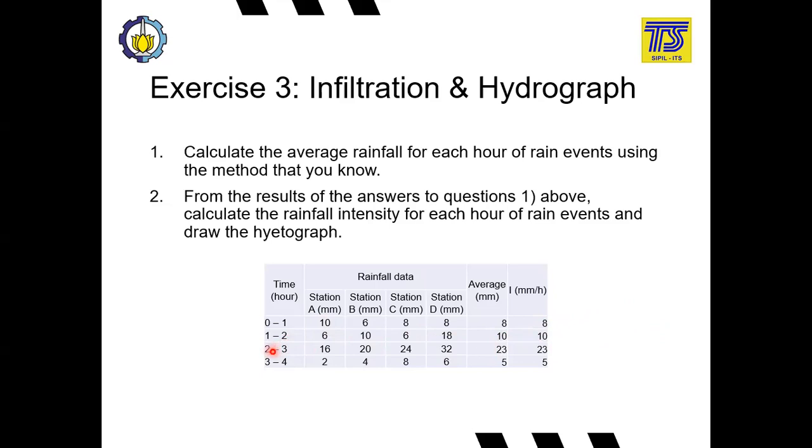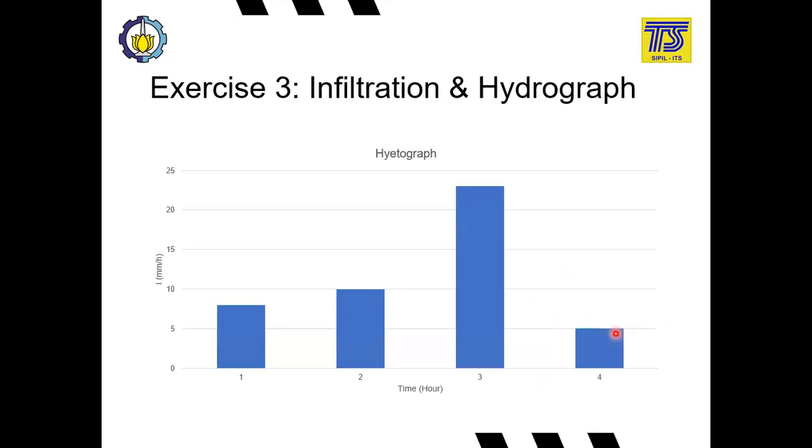And then here we have 2 until 3. Because each time step is 1 hour, the intensity will be the same as the rainfall average. And then we draw the hyetograph.